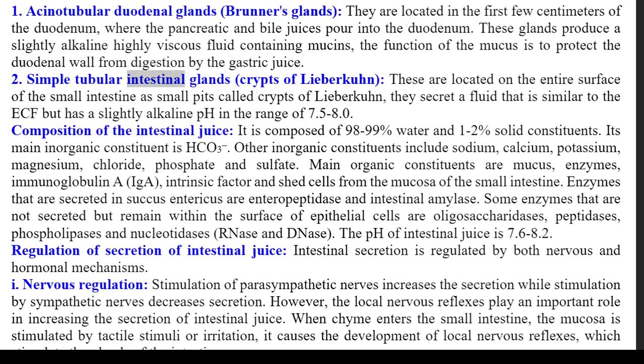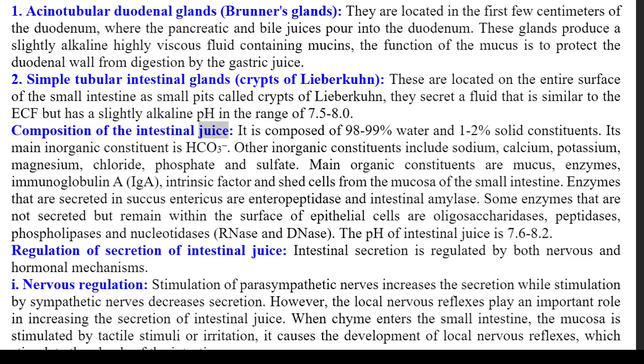2. Simple tubular intestinal glands, crypts of Lieberkühn. These are located on the entire surface of the small intestine as small pits called crypts of Lieberkühn. They secrete a fluid that is similar to the ECF but has a slightly alkaline pH in the range of 7.5 to 8.0.